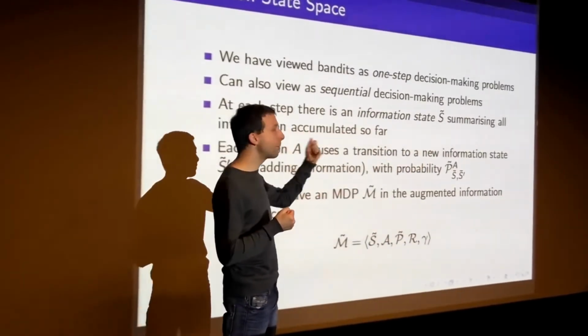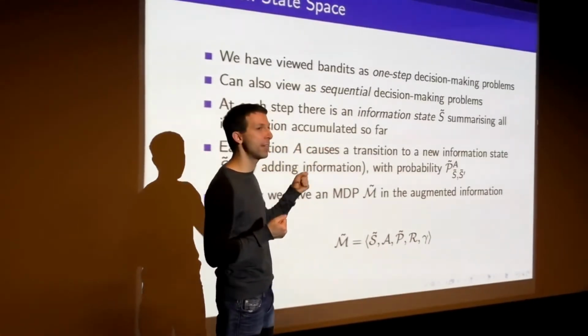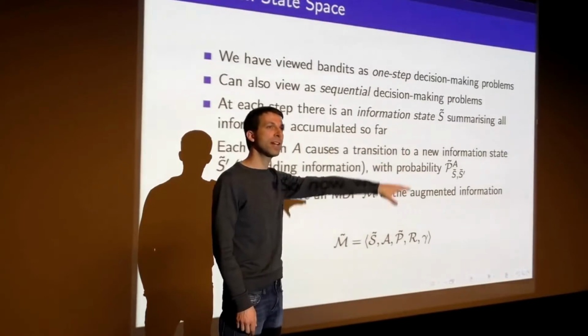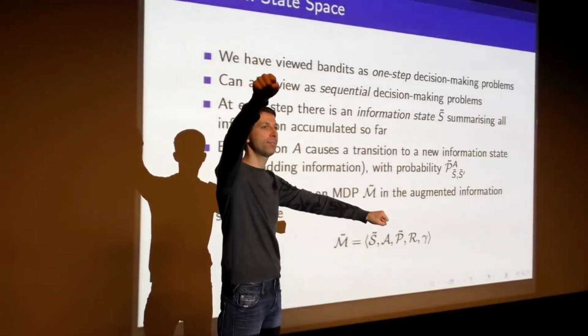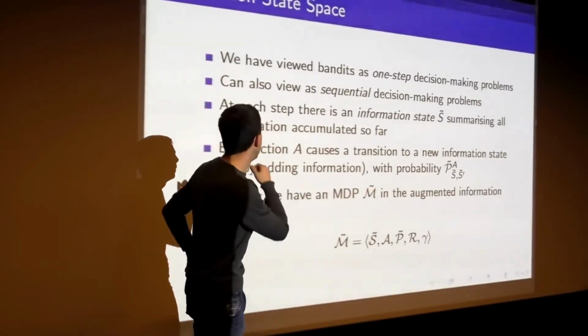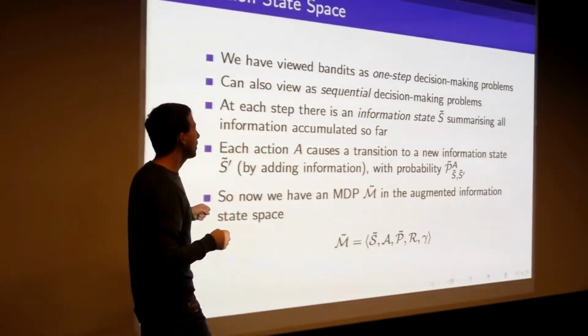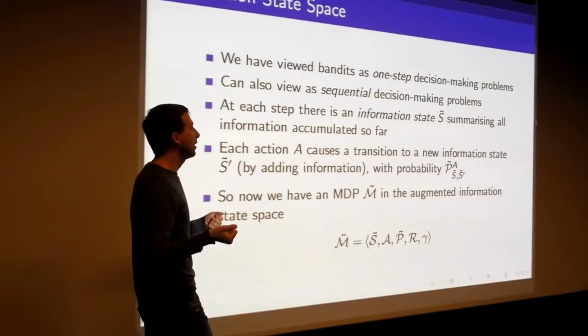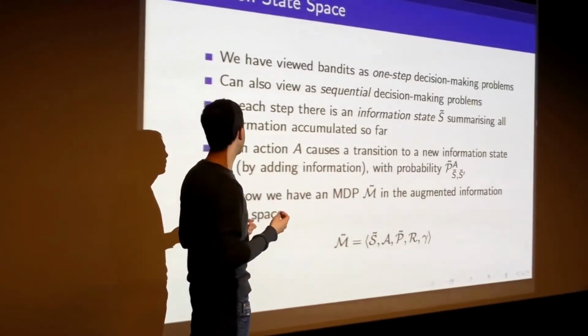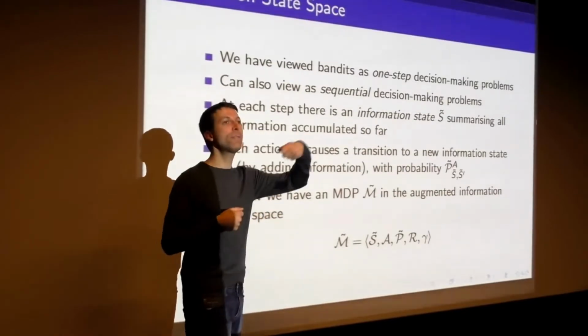This is a summary of all the information we've accumulated so far. So this summary we can think of as, I've pulled this lever 3 times and this lever 5 times. That would be an example of an information state. And now each time we actually take an action, it's going to transition us. We're going to have an MDP with a transition probability that transitions us into some new information state.